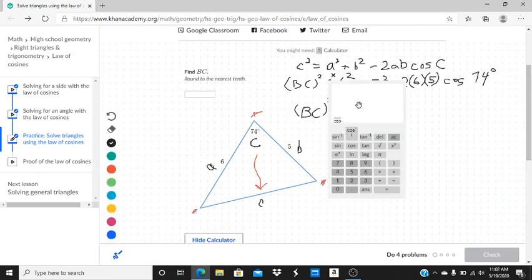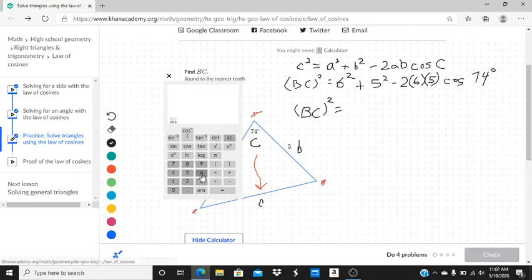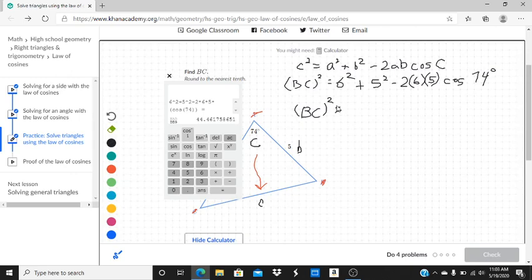So we're taking out our calculator. We're going to do 6 squared plus 5 squared minus 2 times 6 times 5 times, I'm going to put the cosine in parentheses, and I have it in degrees, so I want to keep it in degrees, of 74 degrees. Close that out, hit enter. Okay. So we're going to get BC squared, approximately 44.462 if I round it to the thousandths place.